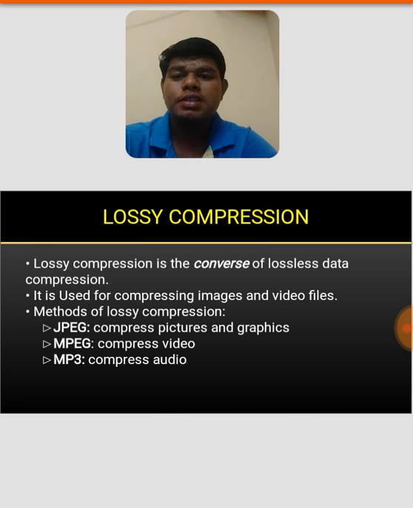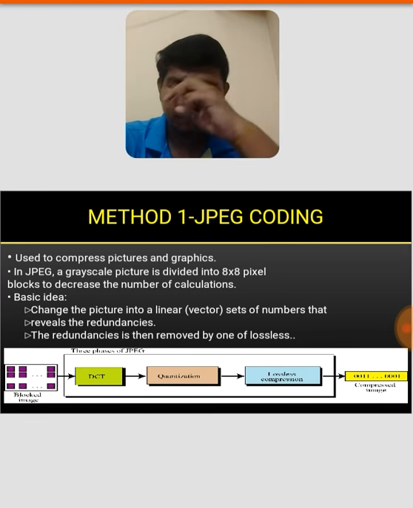JPEG means Joint Photographic Experts Group. It compresses pictures and graphics. MPEG means Moving Picture Experts Group, which compresses video. MP3 is the usual audio which we listen to as music.